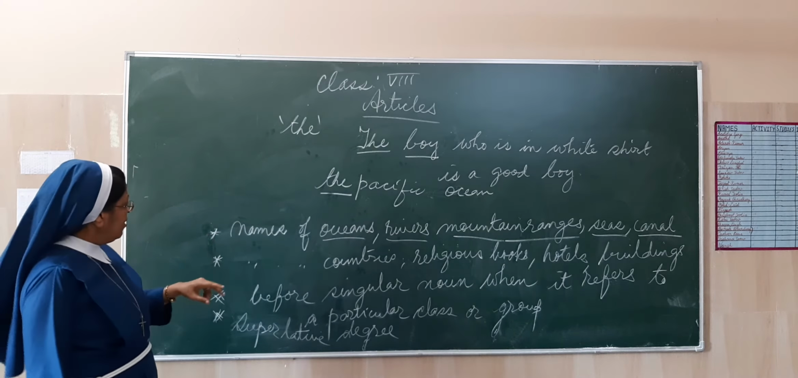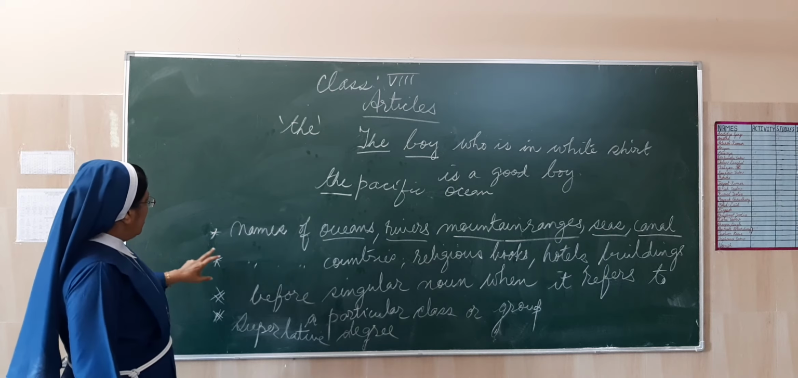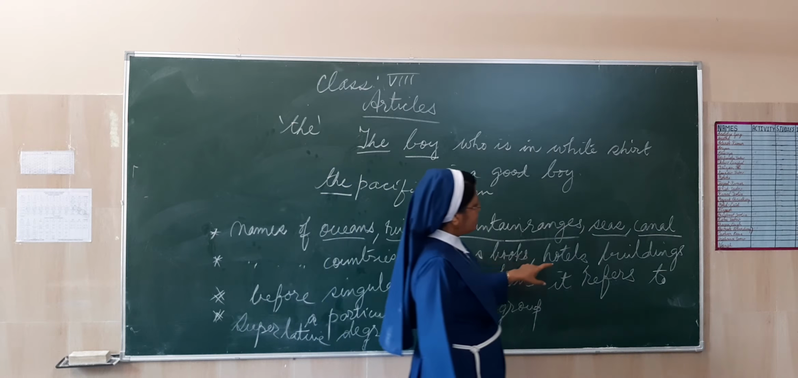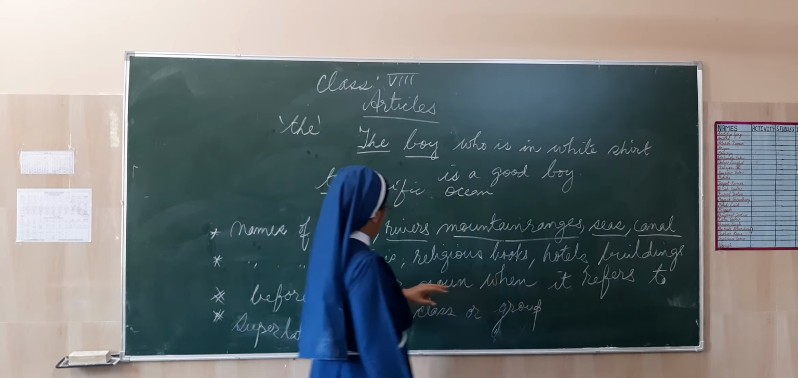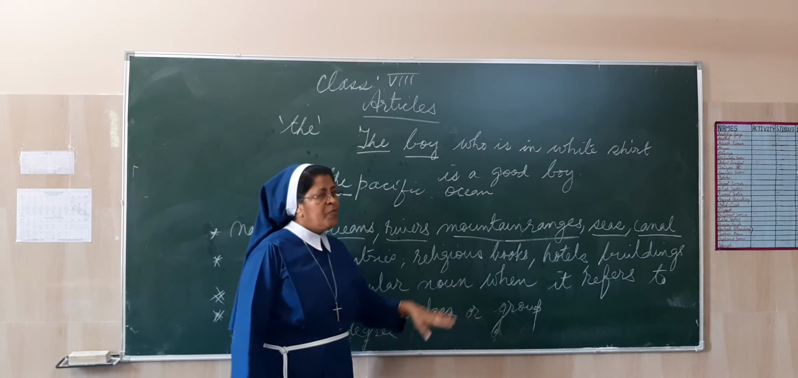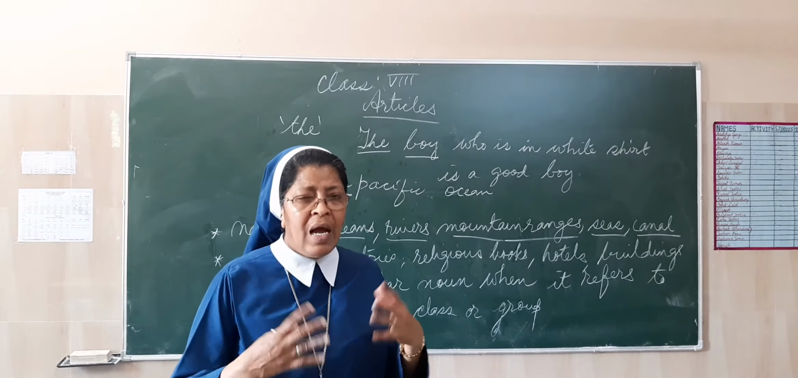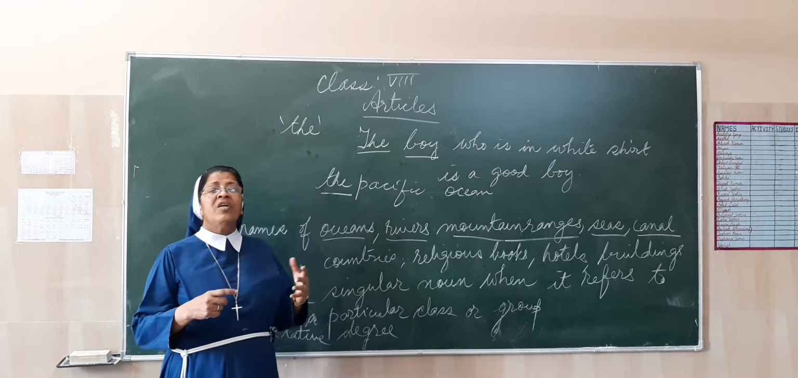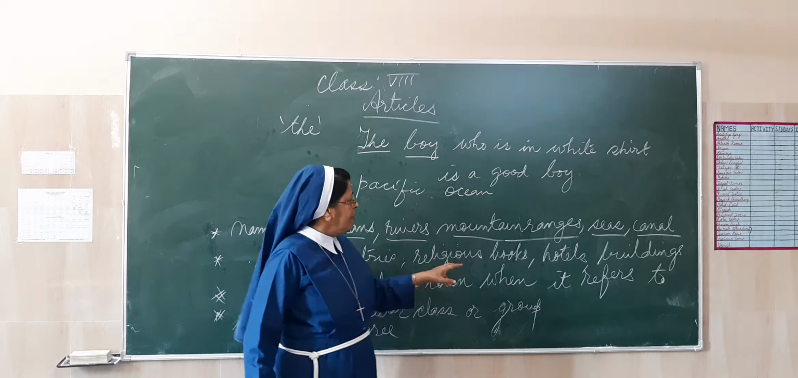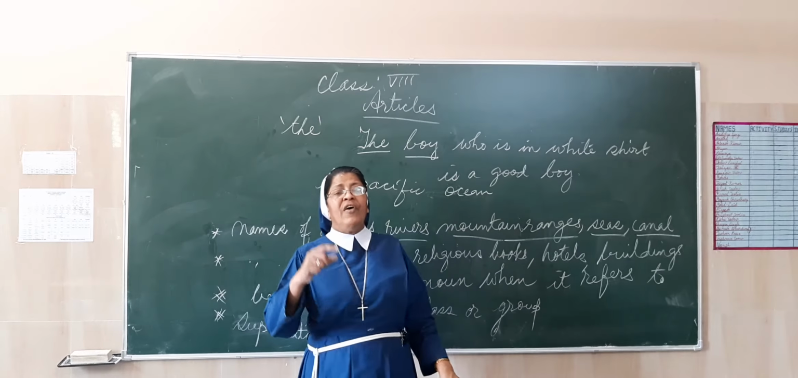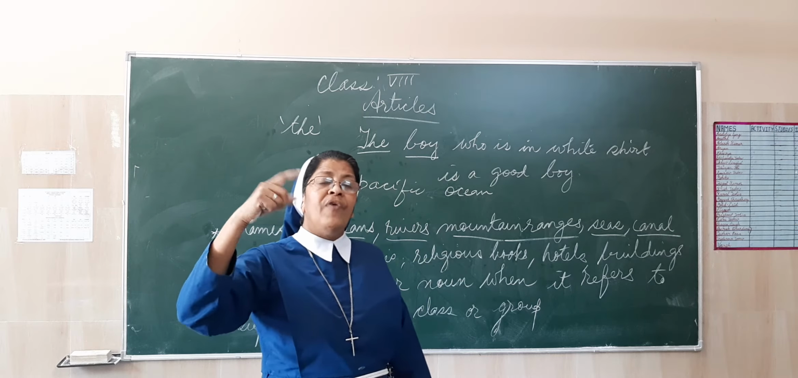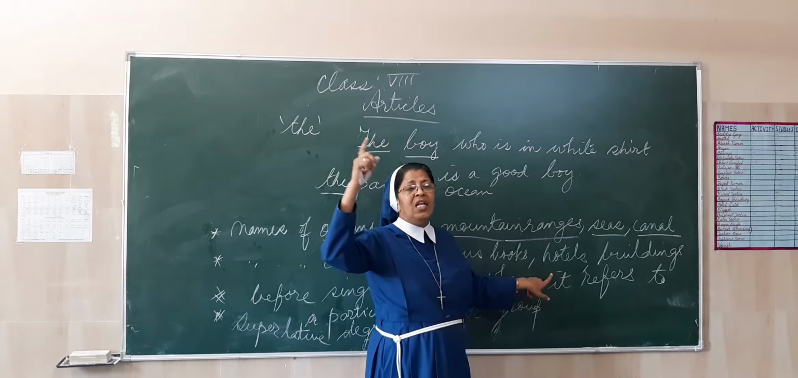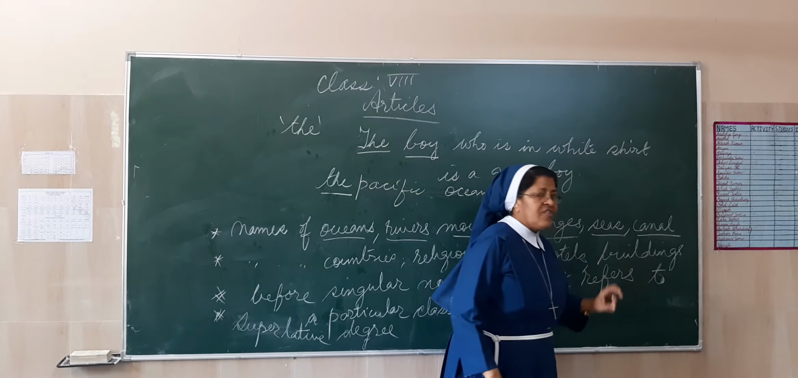The second point you remember is that we also use the article the in front of countries, religious books, hotels and buildings. For example, religious books: the Bible, the Ramayana, the Vedas. These are your holy books. In front of all the holy books we use the word the, the Quran. Similarly, we use it with hotels. For example, the 5-star hotel that is in Agra, or the 5-star hotel that is in Delhi. Same with buildings, the Taj Mahal.